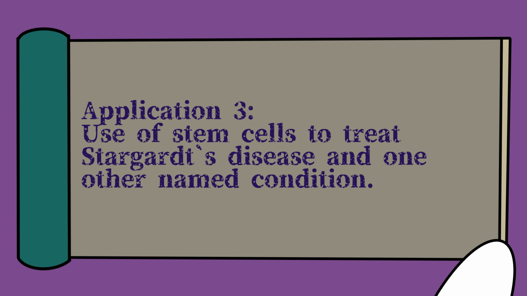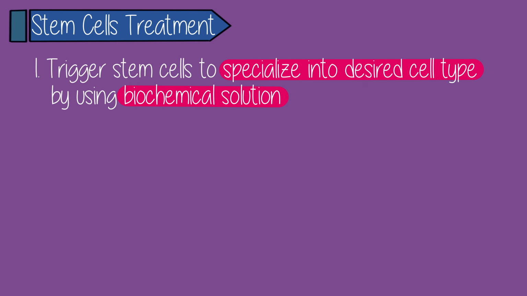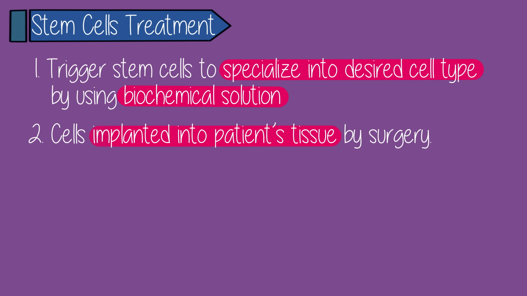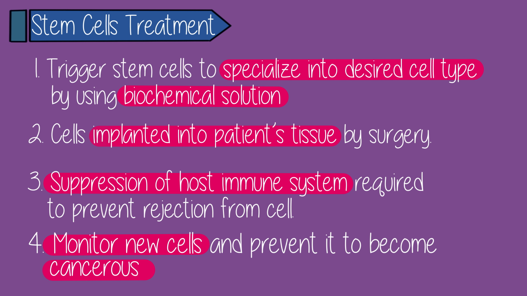Application 3. Use of stem cells to treat Stargardt's disease and one other named condition. Stem cells are used to replace damaged cells with healthy ones. The process starts with using a biochemical solution to trigger stem cells to specialize into desired cell type. Then the cells are implanted into the patient's tissue by surgery. At this moment, suppression of the host immune system is required to prevent rejection of cells. And lastly, it is important to monitor new cells so that they won't become cancerous.